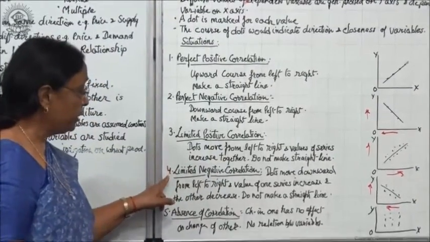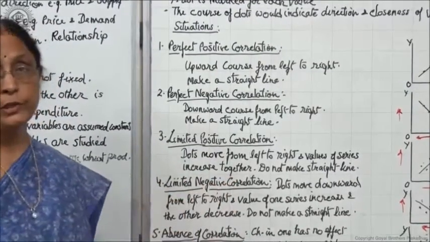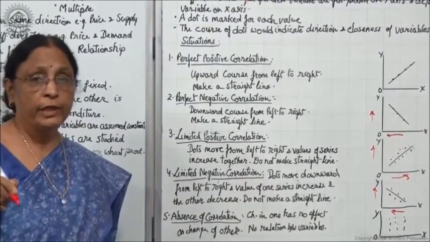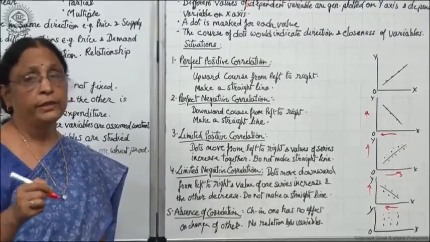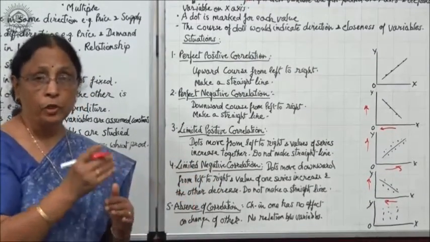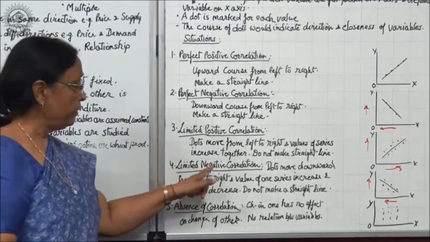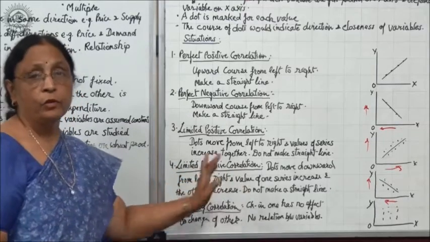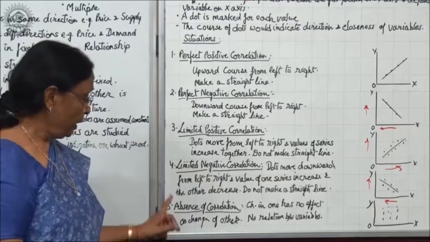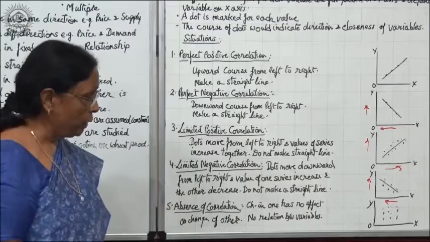Then this is limited negative correlation. If the dots are on a straight line, they are forming a straight line, then it is perfect negative correlation. If it is close to the line but not on the line, it is limited negative correlation. Clear? Then fifth is absence of correlation.